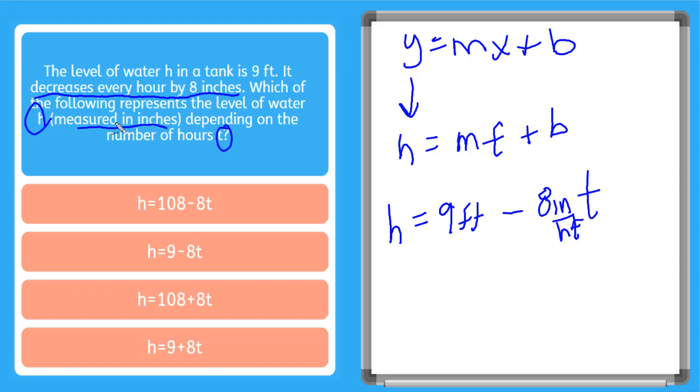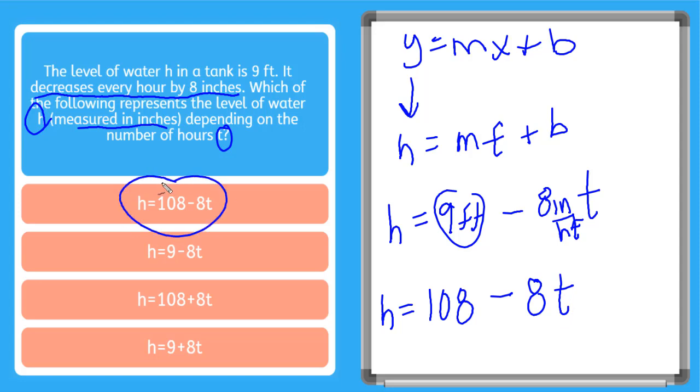But they said we need to measure everything in inches. So we need to convert this 9 feet here to inches. So it'll be H is equal to, there's 12 inches in every foot. So 9 times 12, 108 inches minus 8 inches per hour times the number of hours. So our linear relationship looks like that.